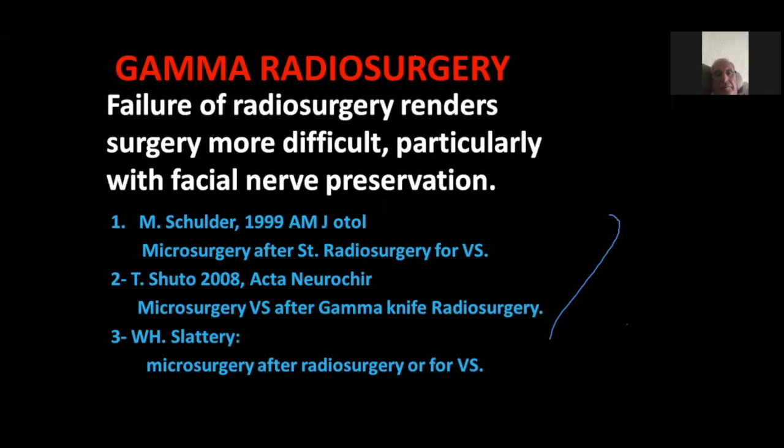So if you give gamma knife and it fails, then you have to do surgery again. Surgery here is difficult. Failure of radiosurgery renders surgery more difficult, particularly with facial nerve preservation. Very difficult. And these are the papers that say so.